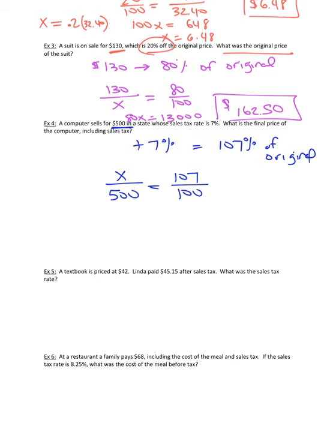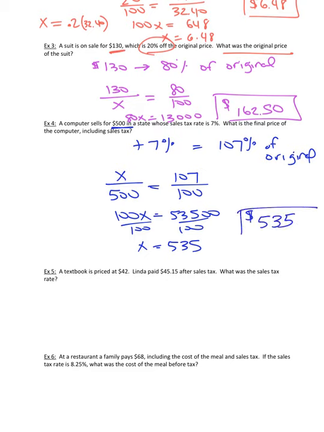So if I cross multiply, I have 100x equals 500 times 107, which is 53,500. Divide both sides by 100, and you're going to get $535. So basically you paid $35 in tax, but altogether, including the sales tax and the original computer, is $535 because I found 107%.